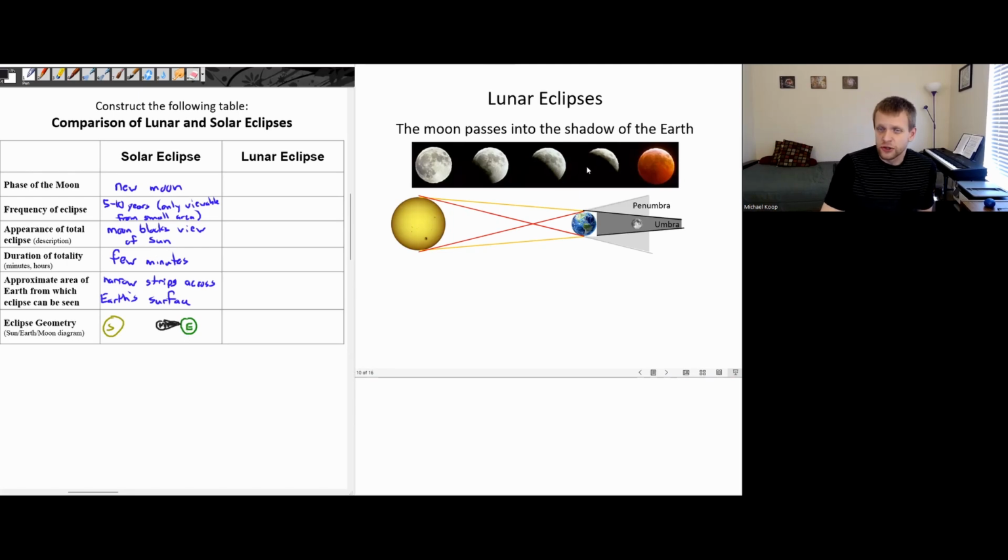So the next one is lunar eclipses. The moon passes into the shadow of the Earth. In this configuration, the moon is on the far side of the Earth, away from the sun. So the visible side of the moon is the side that's illuminated. What phase of the moon would it be in just before and just after going through this portion of the shadow? That would be the full moon phase.